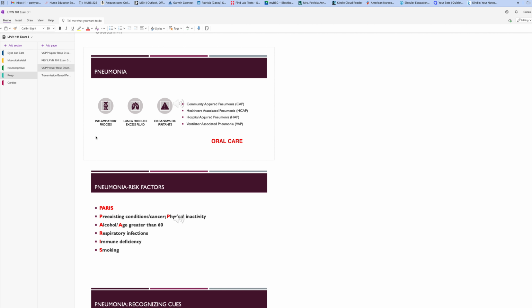Pneumonia, oral care, very important for preventing pneumonia. Aspiration, community, any type of pneumonia, ventilator associated pneumonia, all those to prevent it require good oral hygiene. Okay, risk factors for pneumonia. Anybody with pre-existing conditions like cancer, neutropenia, etc. Drinking alcohol or age greater than 60, respiratory infections, immune deficiency.